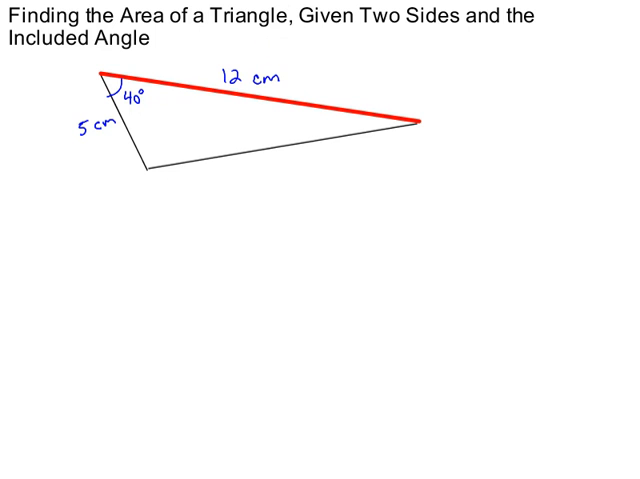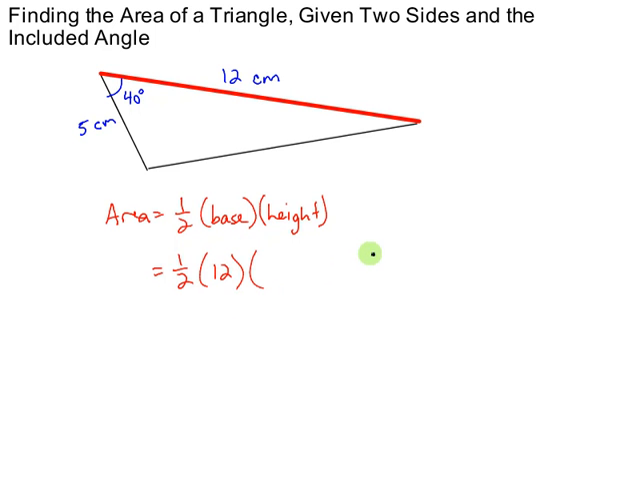Alright? So what I'm looking for is area equals 1/2 times base times height. And so I'm choosing my base to be 12. So I've got 1/2 times 12 centimeters. Now I just have to find my height.